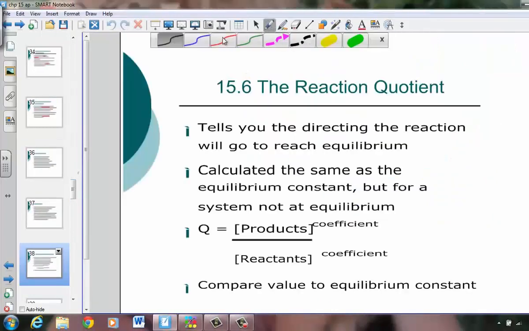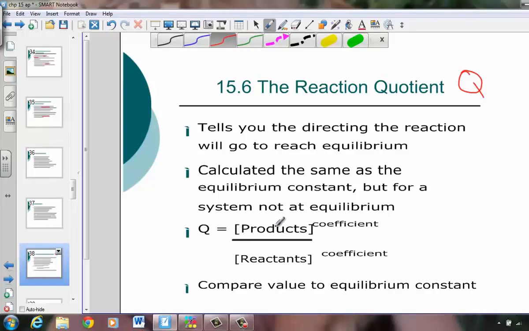Our lessons continue with our next section in our equilibrium chapter, known as the reaction quotient Q. This is just a variable that lets us know the direction that the reaction is heading towards as it's trying to achieve equilibrium. It's calculated the exact same way as our Keq, the equilibrium constant, but for a system that's not yet achieved equilibrium status.